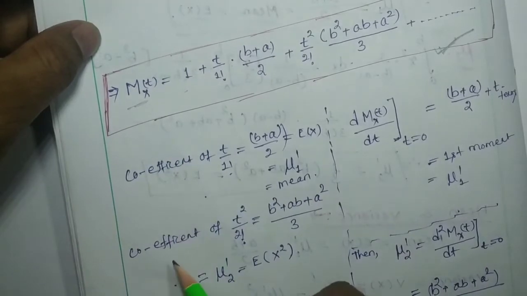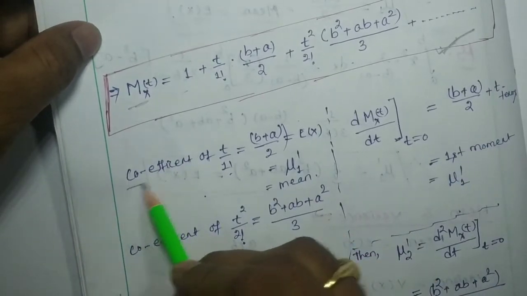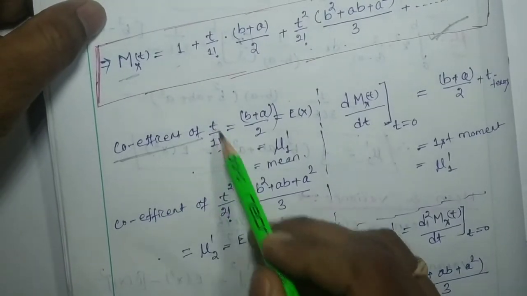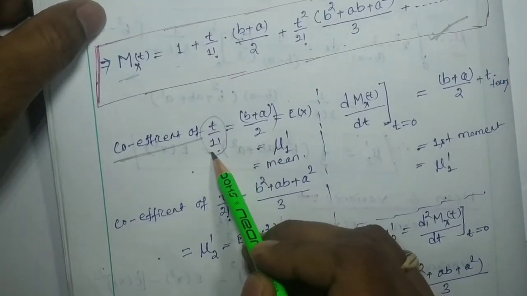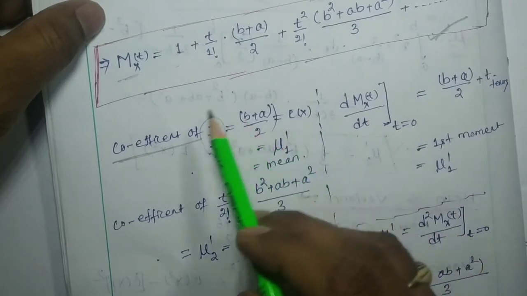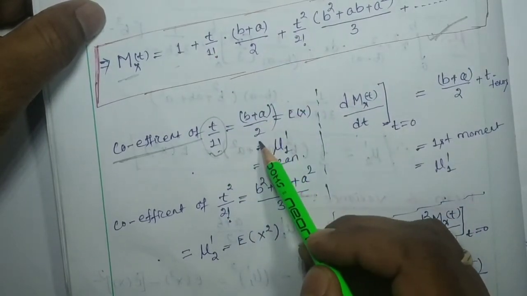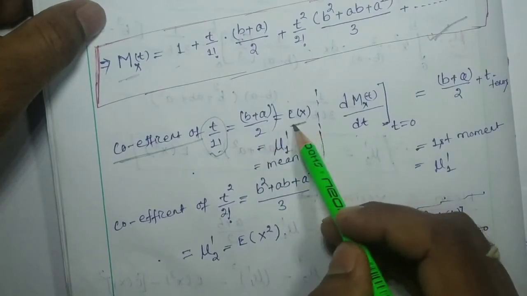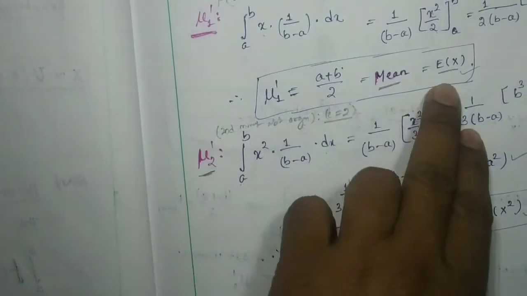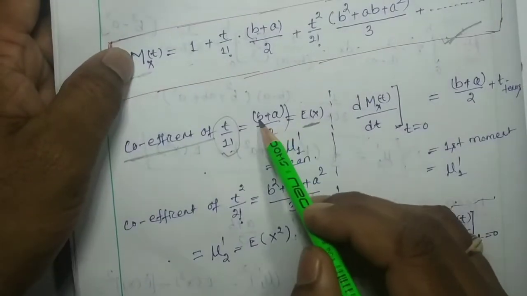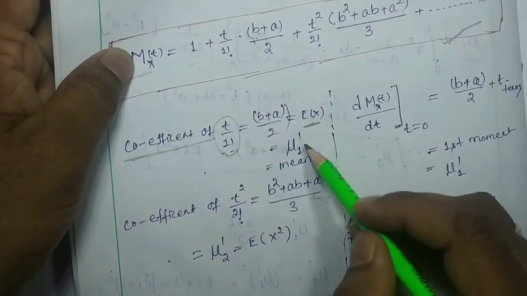We know the two methods, coefficient method and derivative method. You can see the coefficient of t by 1 factorial will be nothing but your first moment, right? So here the t by 1 factorial coefficient is nothing but how much? b plus a by 2. That is nothing but ex. Already we found in this way. Okay, ex, this is your a plus b by 2, and here also same, b plus a by 2, nothing but a plus b by 2. That is your first moment, has been verified.